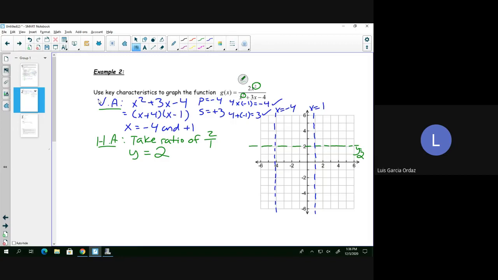So now let's get a bit more practice with the behaviors approaching the vertical asymptotes. Let's look at behaviors approaching vertical asymptotes. Let's see if you guys remember what I said prior to this. So let's take a look at the vertical asymptote of x is equal to positive 1.